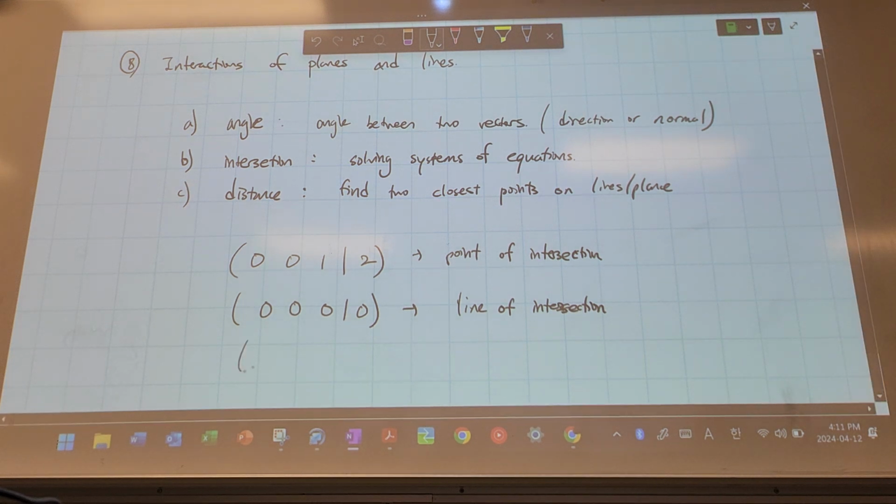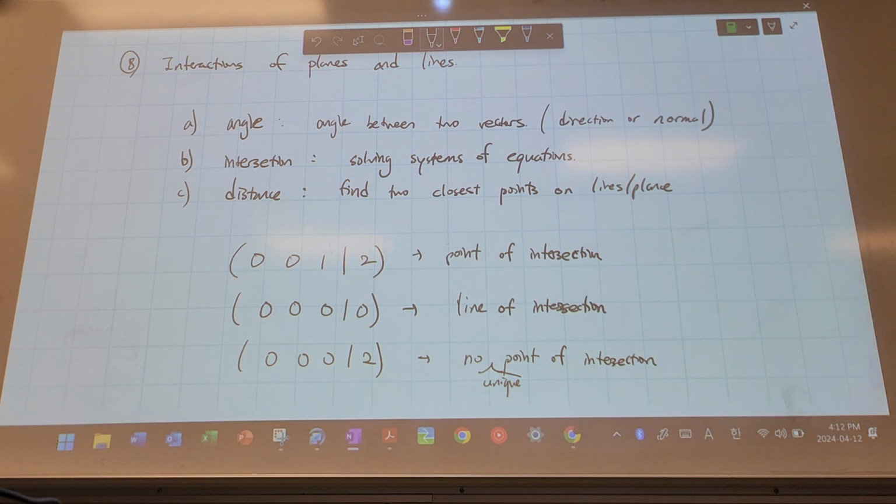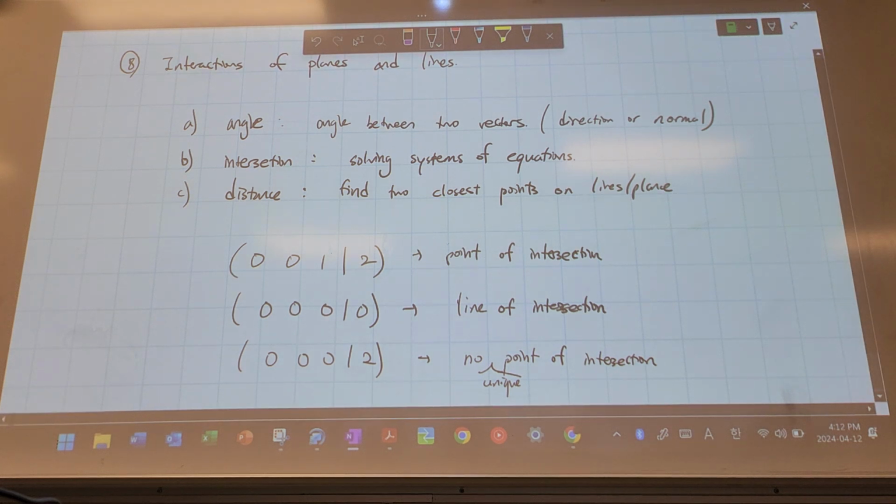Another case is where we have 0, 0, 0, and let's say 2. Then this is no point of intersection. It can be like three lines, like two of them are like this. Or, no, like one point of intersection. Can't really find it. Do we need to find the nature of the intersection? No. What they'll tell you is the question will ask you to explain your answer, and you'll say there's no unique point of intersection, and that's it.